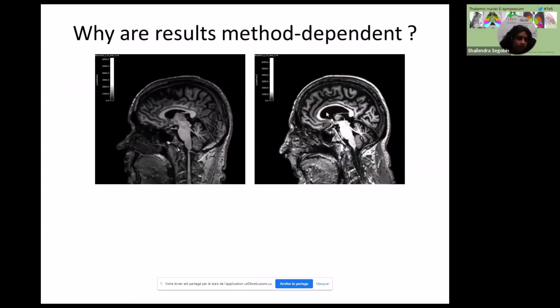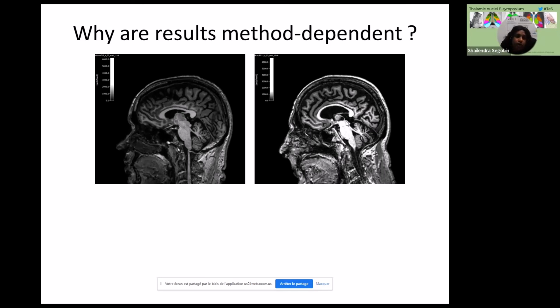What we saw was, well, these are 2 MRIs. On the left is a healthy control, and on the right is a Korsakoff patient. You can already appreciate the enlarged ventricles and the small thalamus that accompanies this patient.